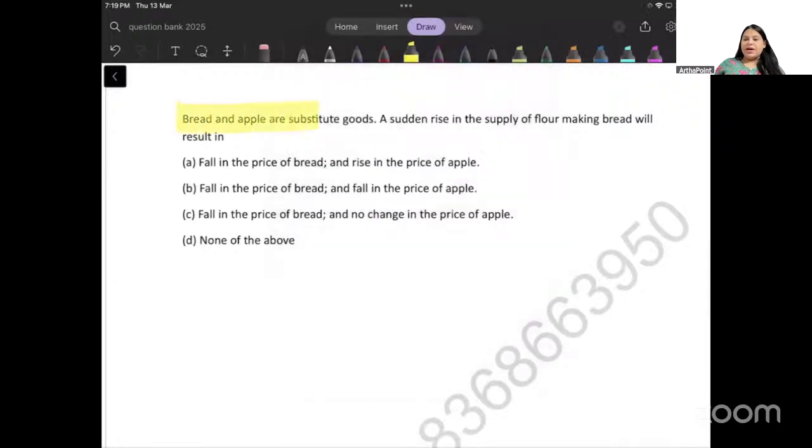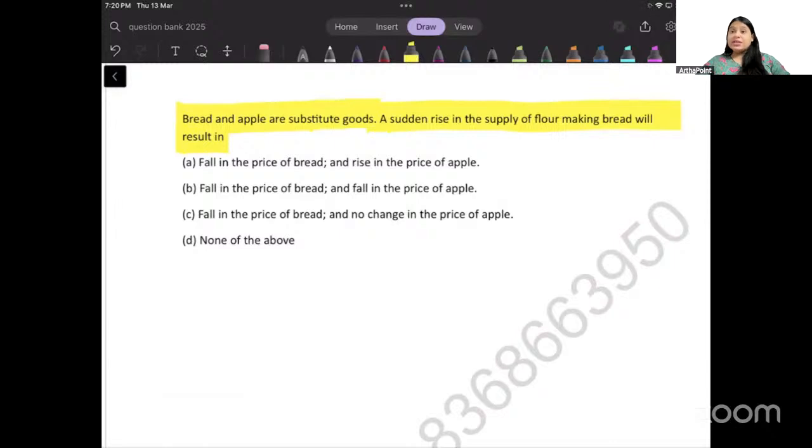Bread and apple are substitute goods. A sudden rise in supply of flour making bread will result in... This is very confusing every time for students. Beta, ये हर साल question it remains the same across for students. So, see, substitution and income effect should be moving in the same direction. And to answer this question, why it happens, just refer to the numerical we did in class.